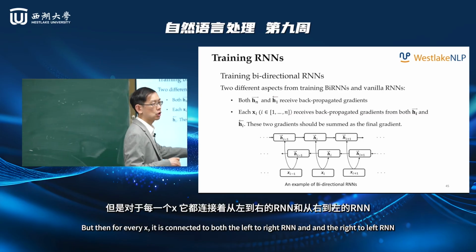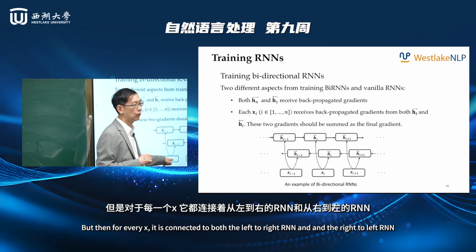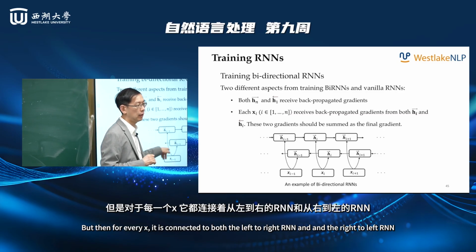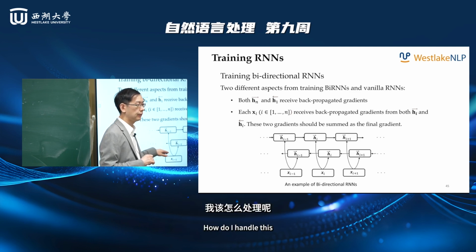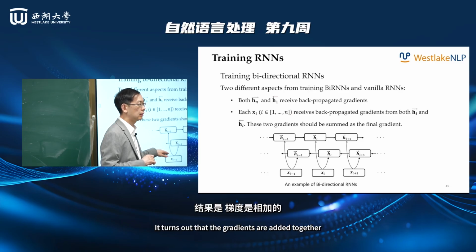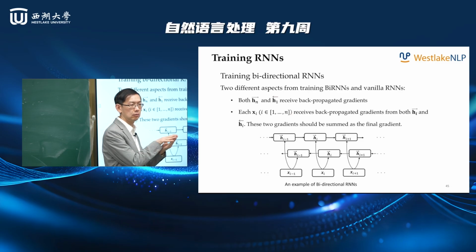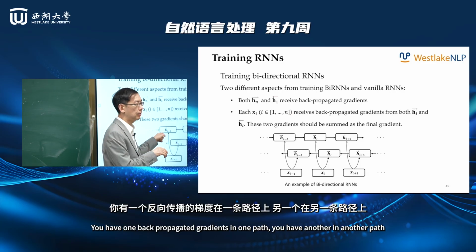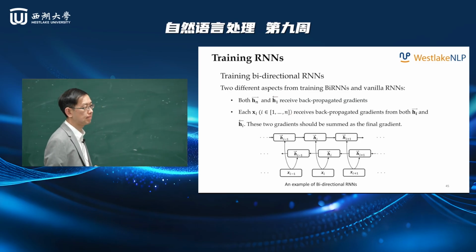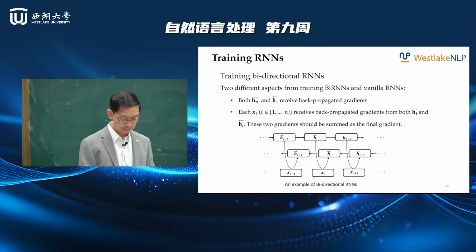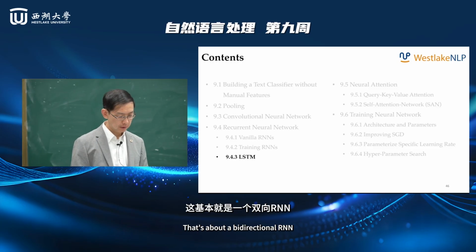But for every X, it is connected to both the left-to-right RNN and the right-to-left RNN. So it will receive gradients from both components, okay? How do I handle this? It turns out that the gradients are added together. You have one backpropagated gradient in one path, you have another in another path, you add them together, and it will be the gradient on your x, okay? So that's about bidirectional RNN.